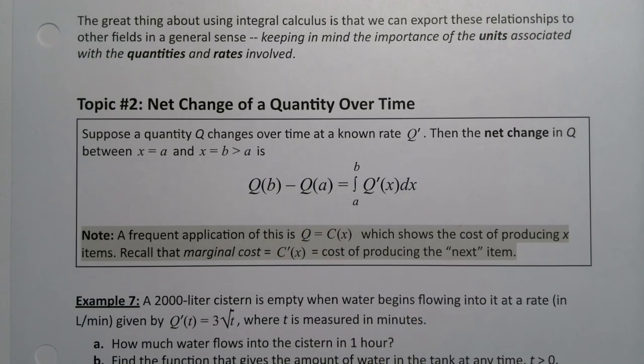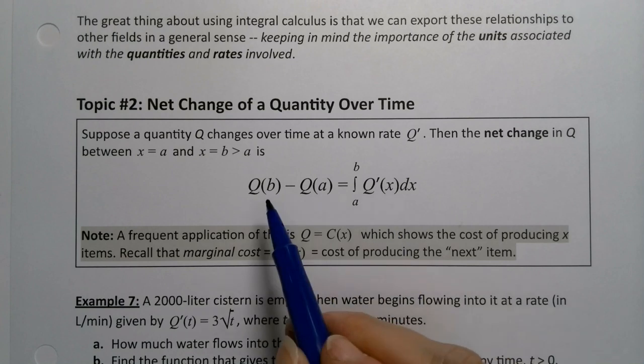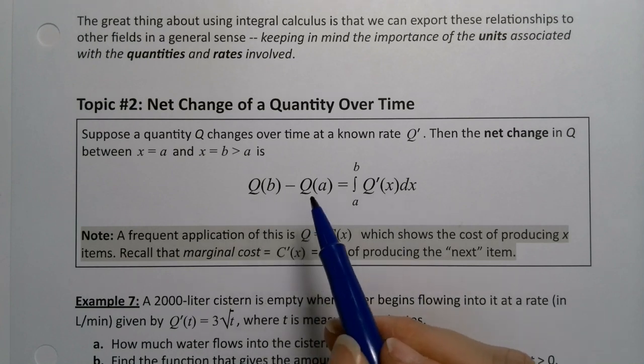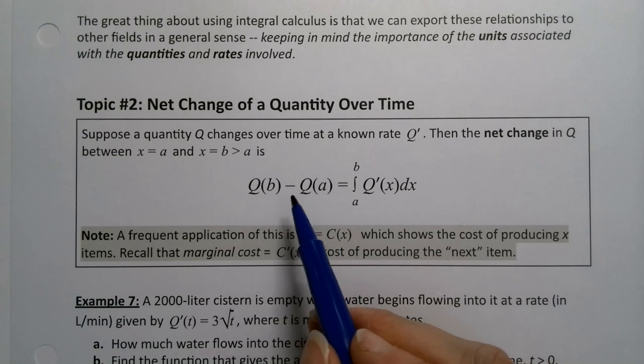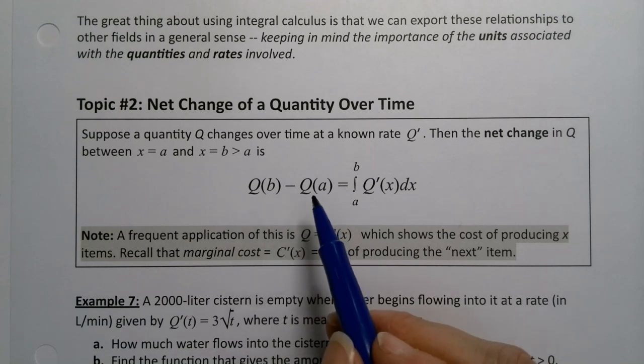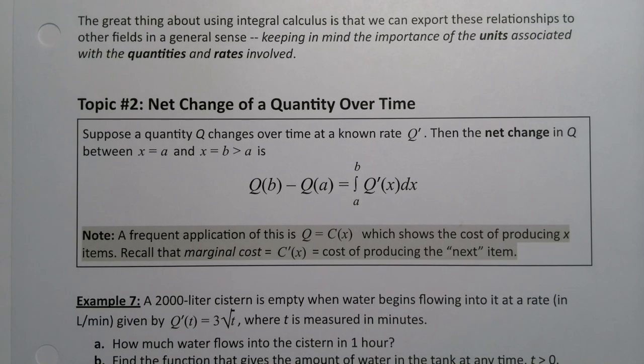The important part of all of this is to keep track of the units associated with your quantities and your rates involved. Because if you take the integral of the rate of change, you will have the net change, right? Just like the displacement. So this would be the displacement in cost, or the displacement in quantity. Even though we've used that term for meaning the net change in distance, it can mean more than that. And so that's what we're talking about here.